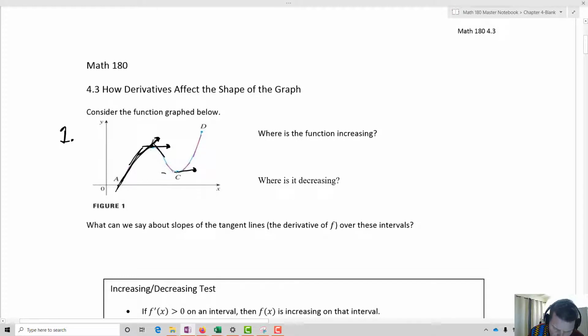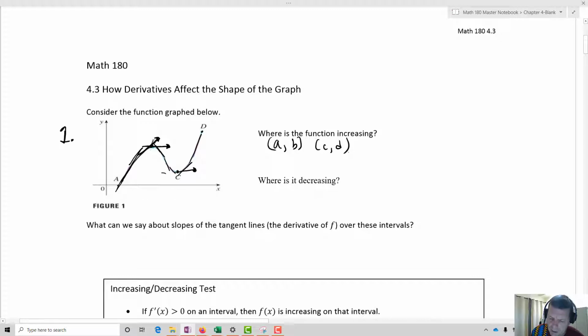Then you can see that on our decreasing interval from B to C, we have negative slopes of our tangent lines, and then we'll have positive slopes of the tangent lines going from C to D. So basically, from A to B the slopes are positive, and from C to D the slopes are also positive, and so the function's increasing as well.